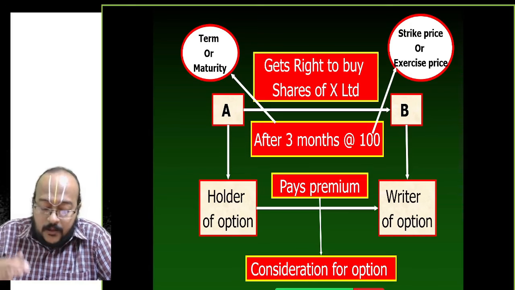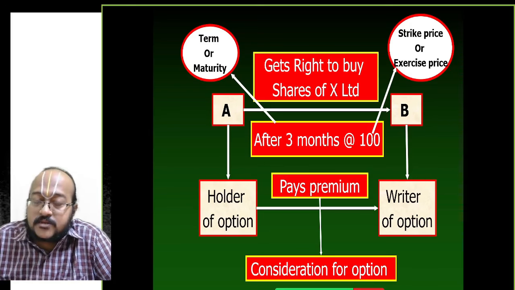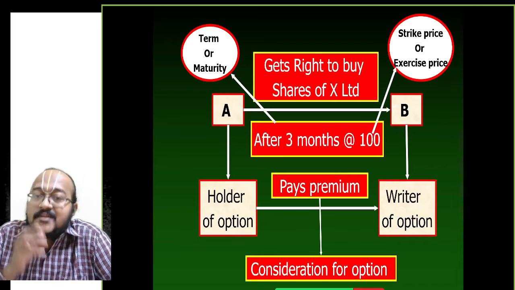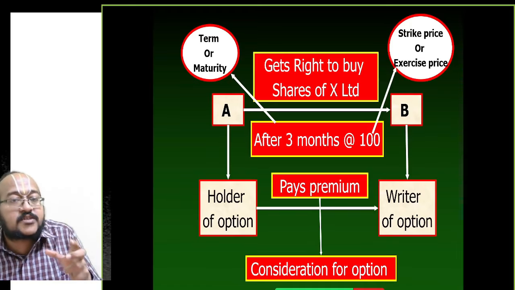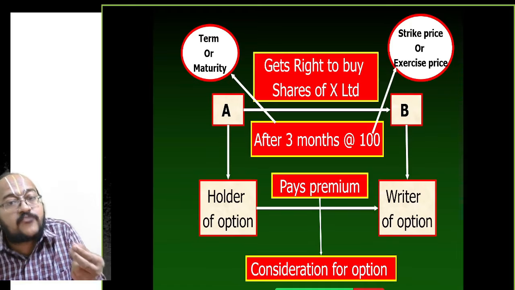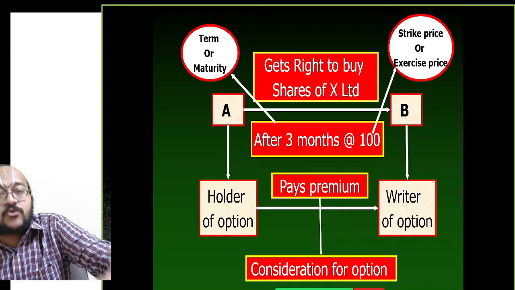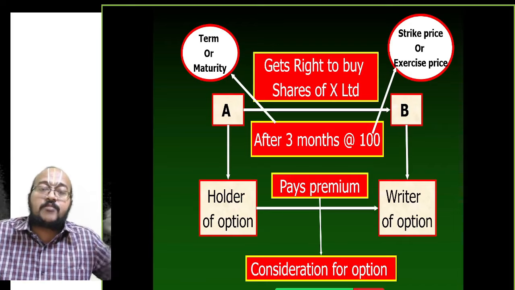Now, there are two considerations here. In case of an option contract, there are two considerations. One is the premium for entering into the option contract. Second is the rupees, the strike price or exercise price. This is the consideration for buying shares after the maturity period, when you actually buy the shares. Understand? There are two things happening simultaneously.